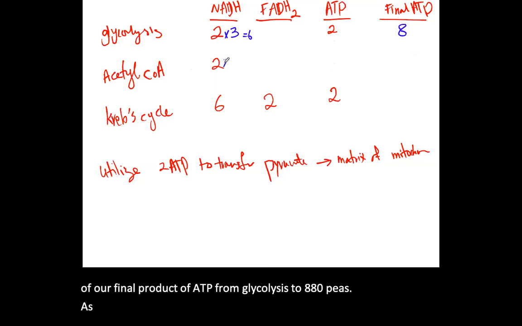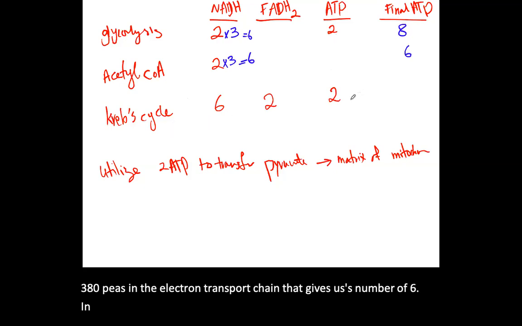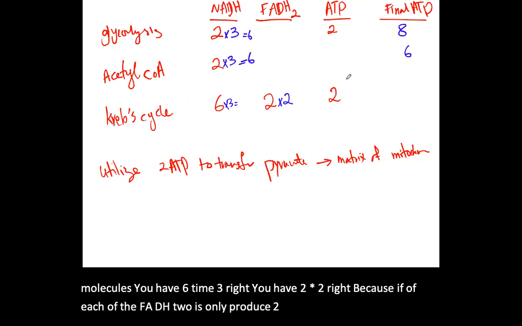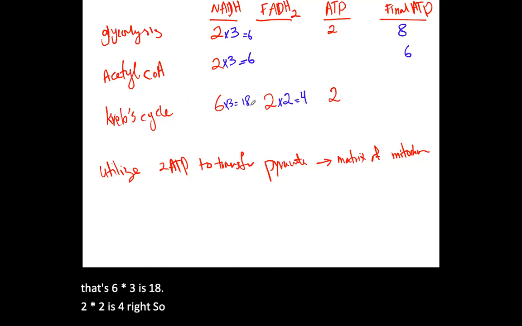Acetyl-CoA produces 2 NADH, which each produce 3 ATPs in the electron transport chain. That gives us this number of 6. In the Krebs cycle, which is really effective in production of high energy molecules, you have 6 times 3, right? You have 2 times 2, because each of the FADH2s only produces 2 ATPs, and then 2 ATP. So 6 times 3 is 18. 2 times 2 is 4, right? So 18 and 4 is 22. And then 2 ATPs, that gives us 24.